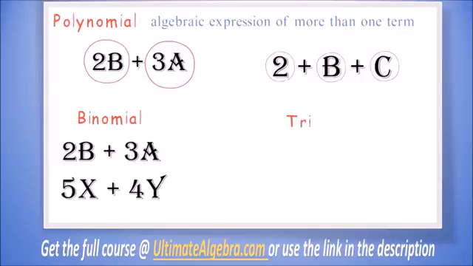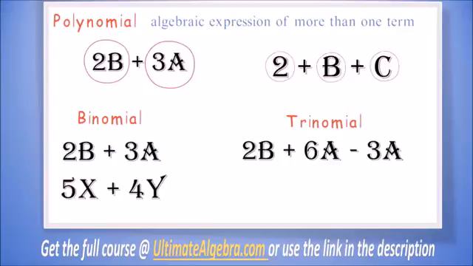Finally, let's look at trinomials. A polynomial of three terms is a trinomial. Example, 2b plus 6a minus 3a. Here we have three terms, and therefore it is a trinomial.